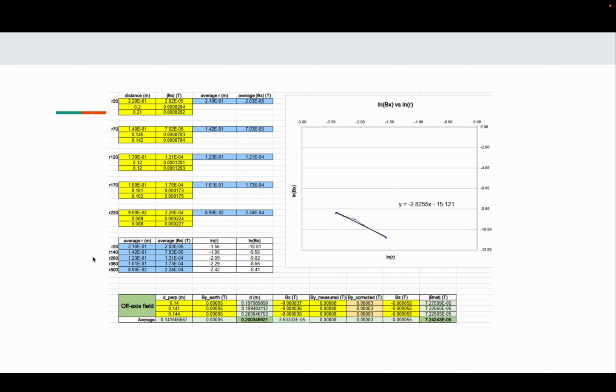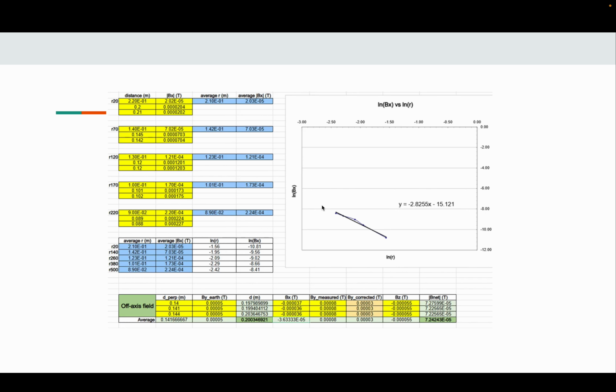So here's our data collection. As you can see, from different distances, the magnetic field is somewhat decreasing. You can see that the stronger the magnetic field is, the smaller the distance is. So this is the distance here. You see that at a magnetic field of 20 microtesla, the distance is 2.2 times 10 to the negative 1 meters, but as you can see, it's much closer here, as it's 9 times 10 to the negative 2.